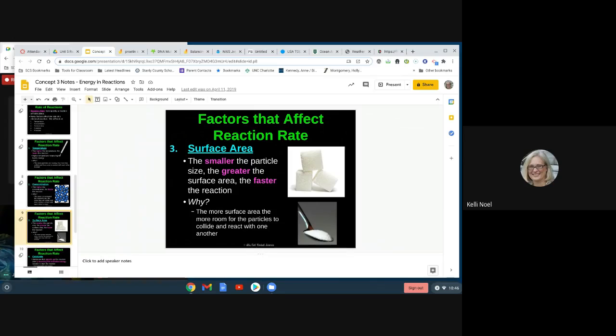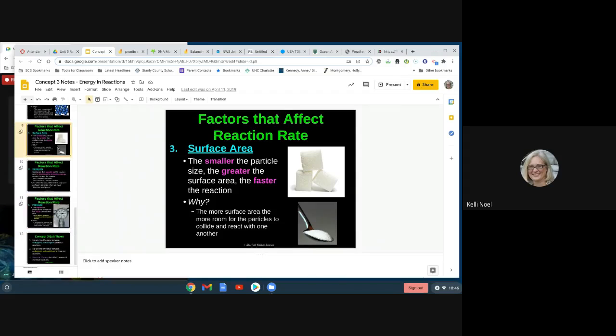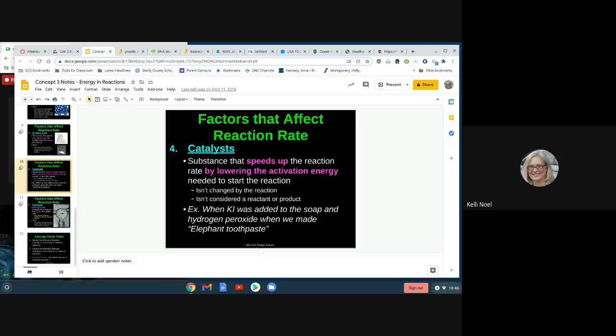So it's got a greater surface area the smaller the particles. So that will increase reaction. Notice we're mainly concerned about increasing reaction rates.